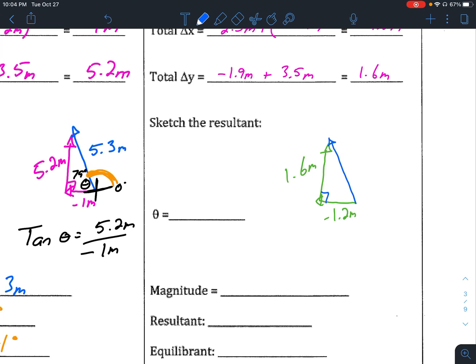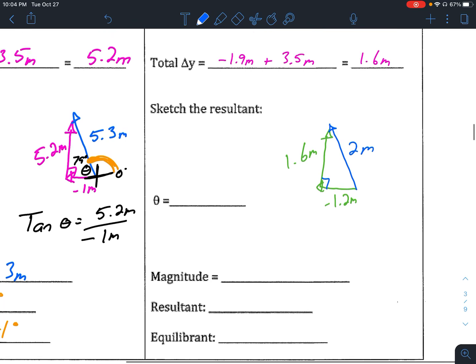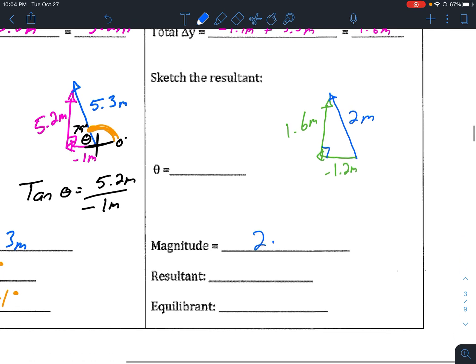What can we do now? Just like last time, go ask Mr. Pythagoras. A squared plus b squared equals c squared. Plugging that all into a calculator, we would get 2 meters. And that kind of satisfies this part. We have all 3 sides. We can use whatever trig function we like to find our angles.